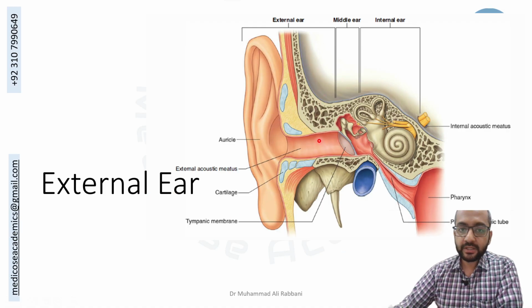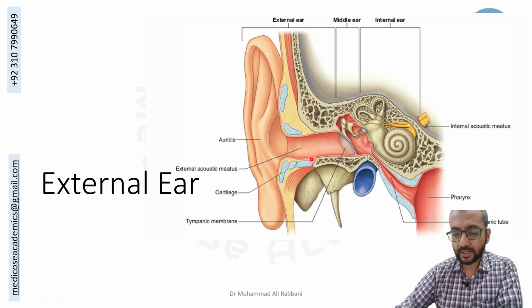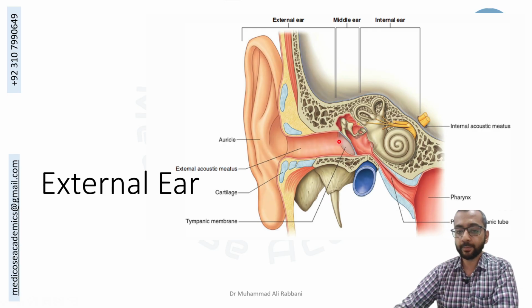Now we are left with the last part, that is the external ear. It contains this pinna part and this meatus part that is cartilaginous in the outer one third, bony in the inner one third, and we will also include the external layer of the tympanic membrane.